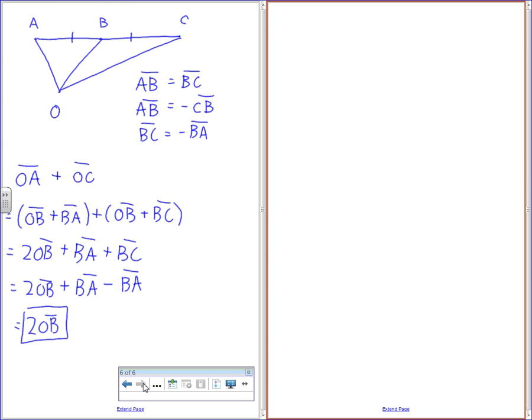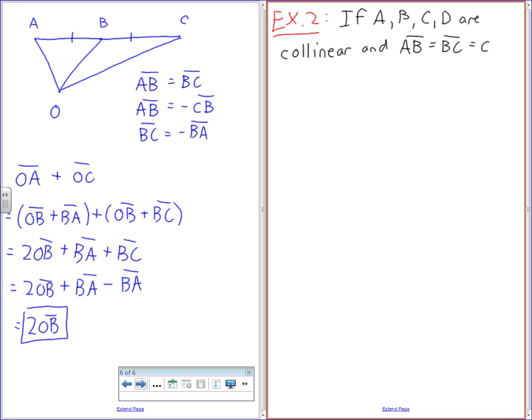Here we go, example 2. If A, B, C, D are collinear, and AB equals BC equals CD, show that OC equals 1/3 OA plus 2/3 OD.